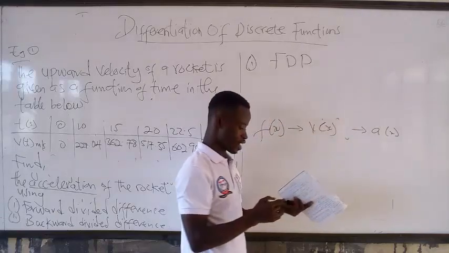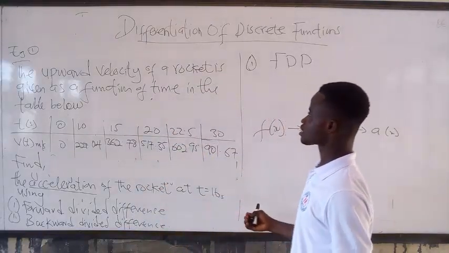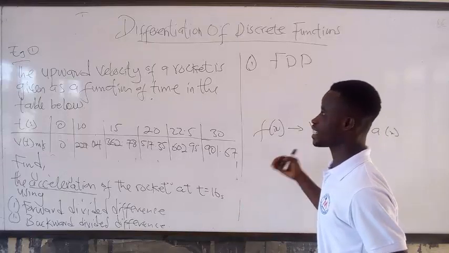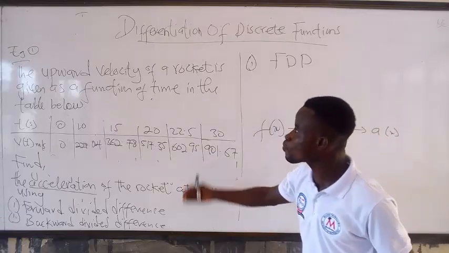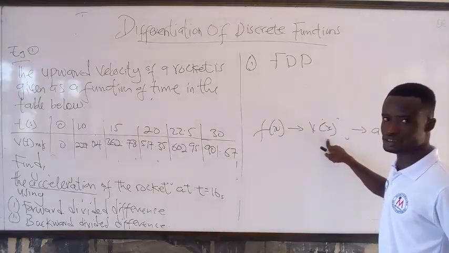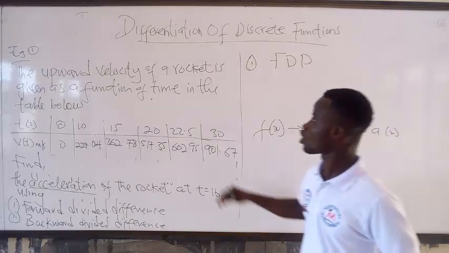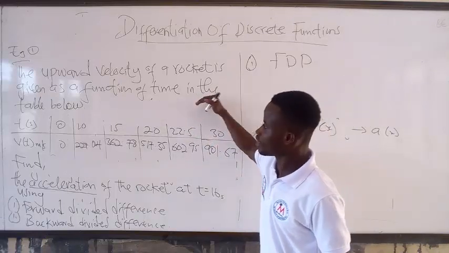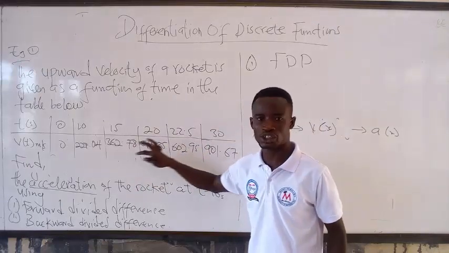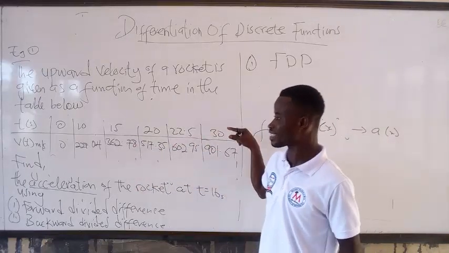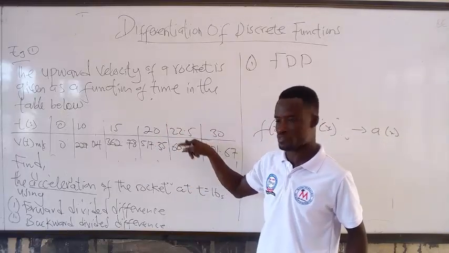Alright, so now, looking at this question, the upward velocity of a rocket is given as a function of time in the table below. So that means the upward velocity is the first derivative, and then the second derivative is the acceleration. That means the function they used to compute this table is the first derivative, which is the velocity.